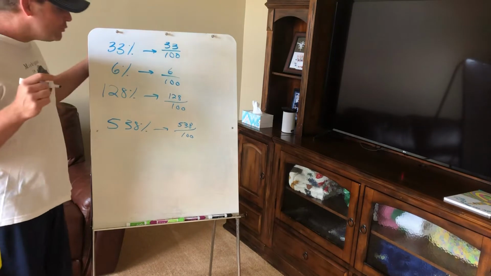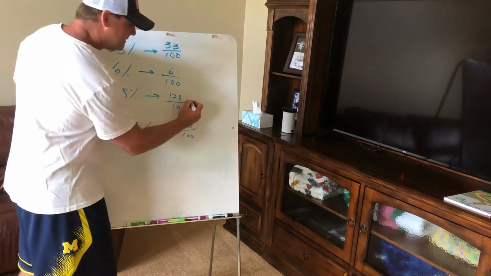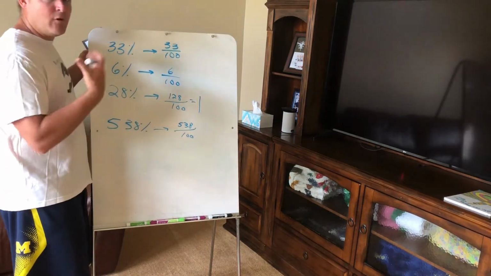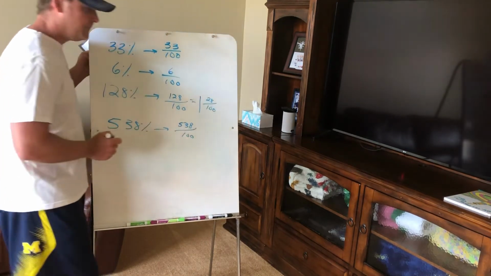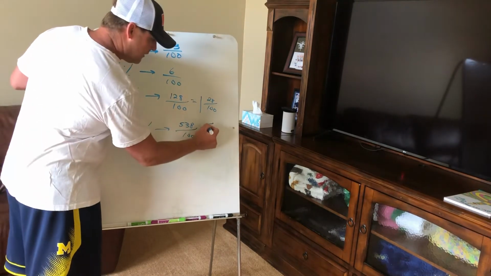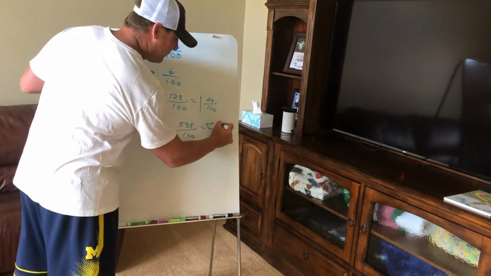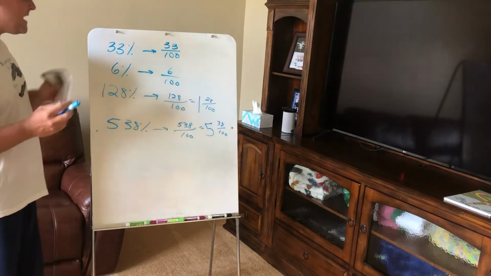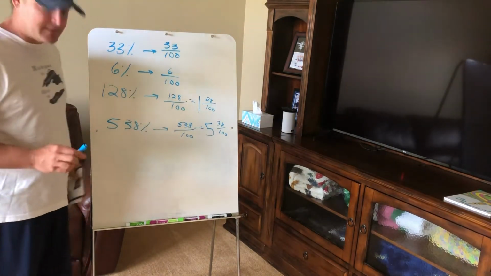Now it might ask you to turn these into mixed numbers. And if you were asked to turn these into mixed numbers, 128 out of 100 is one whole, because you have a whole 100 out of here with 28 left over. For this one, we have 5 wholes, 5 100ths out of here with 38 left over. So that is going from percents to fractions, and in certain instances, into mixed numbers.